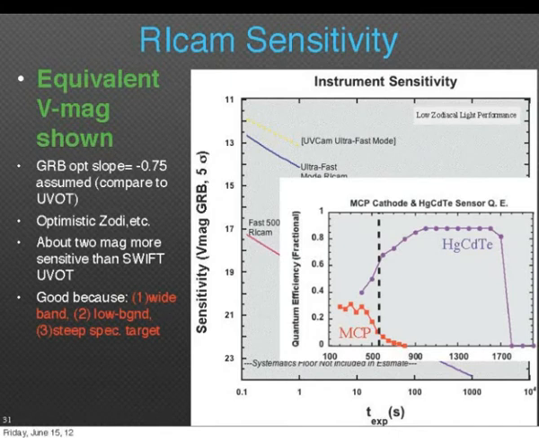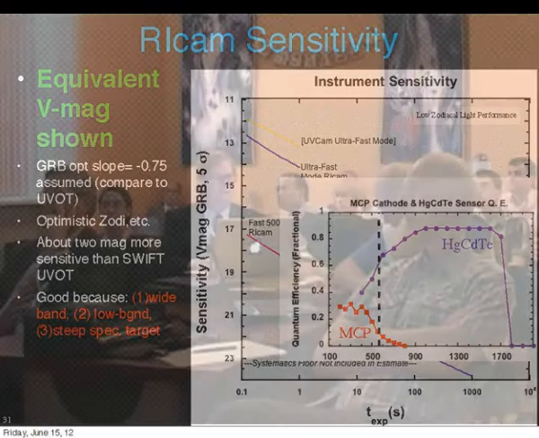Why do I claim this is so sensitive when Swift did all this work to try and make a sensitive camera? Two reasons. One is that Swift has a terribly antique detector, which is in the wrong wave band. It's basically a UV blue sensitive detector, and it's very old technology.